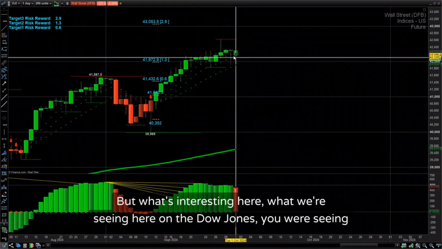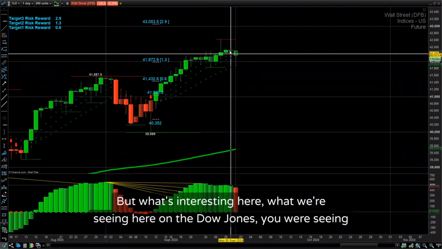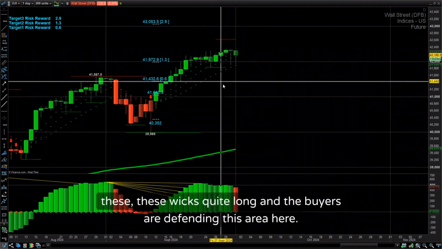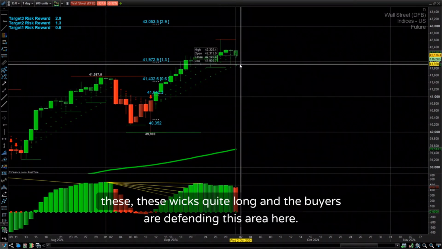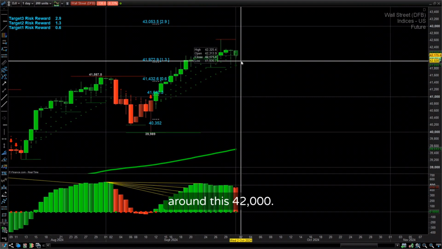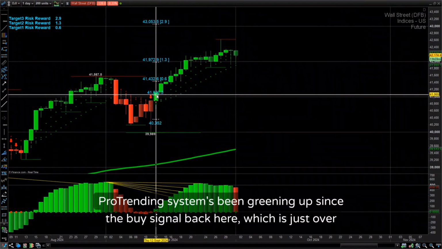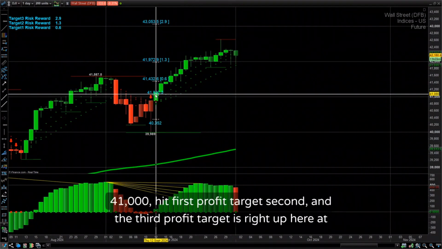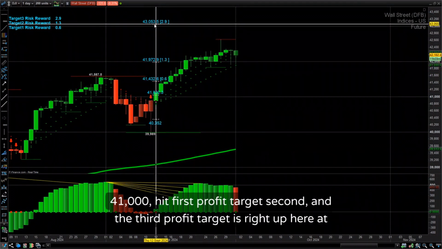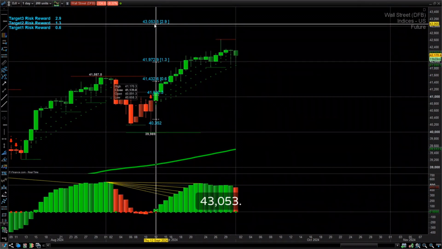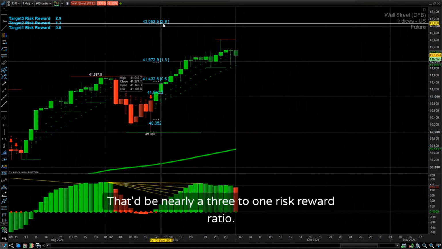But what's interesting here on the Dow Jones is we're seeing these wicks quite long, and the buyers are defending this area here. What is it? Around this 42,000. Pro trading system's been green and up since the buy signal back here, which is just over 41,000, hit first profit target, second, and the third profit target is right up here at 43,053. That'll be nearly a 3-to-1 risk reward ratio.